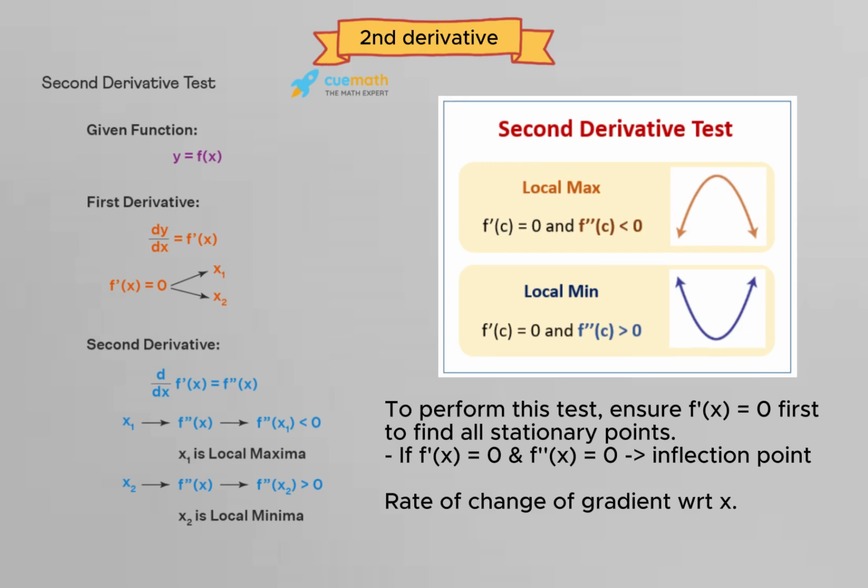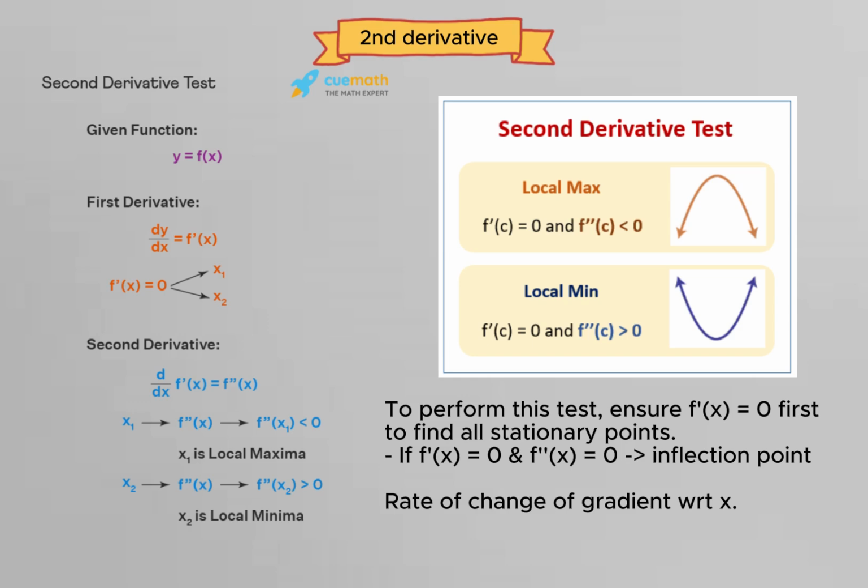After you've mastered the first derivative, now we look at the second derivative. Doing the second derivative is the same as the first, except that the second derivative is the rate of change of the first derivative, like the rate of change of the gradient function. The second derivative is used to test the type of turning points. So just make sure that the gradient function is 0. Then you need to find all the stationary points from there onwards.